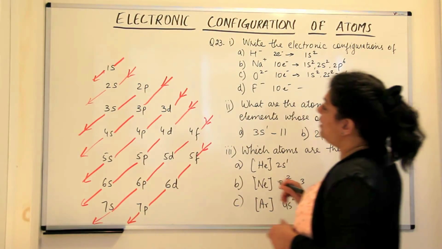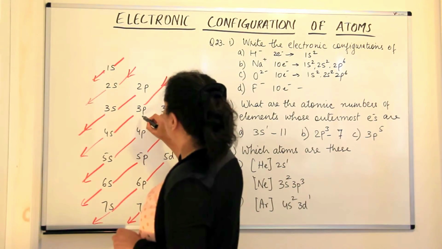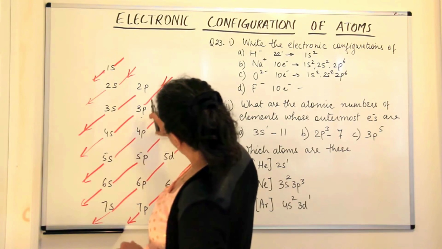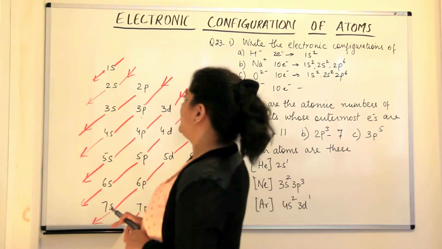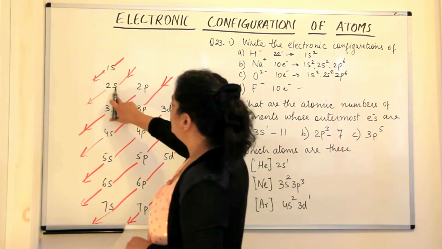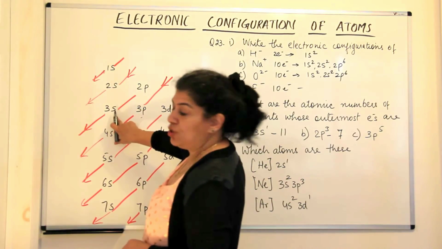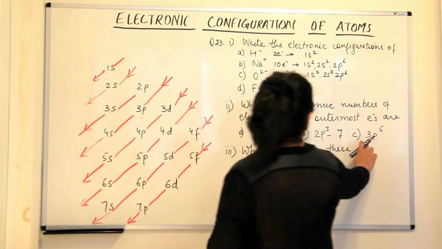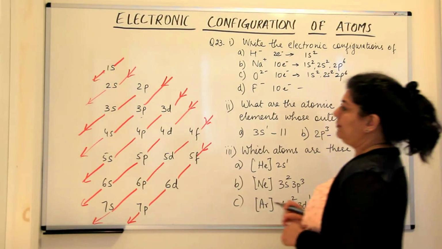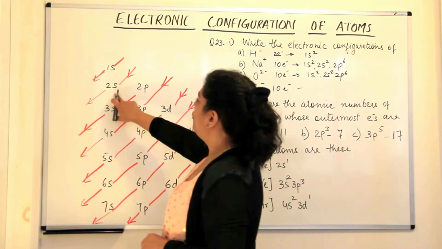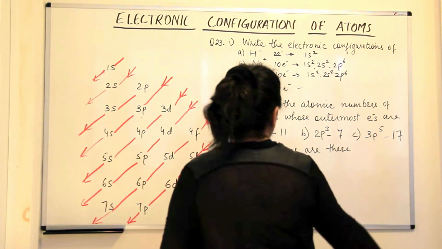The next is 3p5. There are 5 electrons in the 3p orbital now. So what comes before 3p? Before 3p we have 3s, 2p, 2s, 1s. So we have 2 plus 2, 4, 4 plus 6, 10, 10 plus 2, 12. And how many are there in 3p? 5. So this would be 17. Right? 2 plus 2, 4, 4 plus 6, 10, 10 plus 2, 12, 12 plus 5 would be 17.